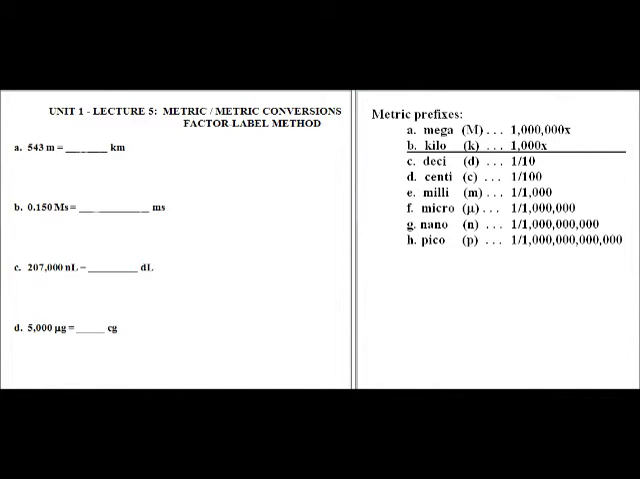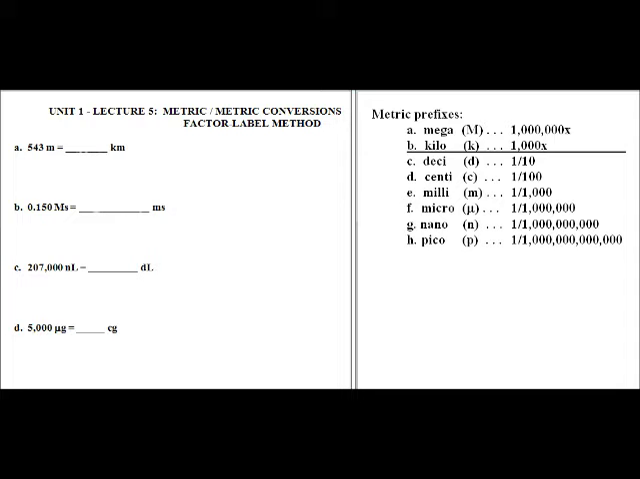This lesson will focus on metric-to-metric conversions using the factor label method. If we look at these examples, we're converting from one unit to another. In order to do this, we're going to use our metric prefix chart. We can solve this problem by using the metric prefixes as fractions in the problem.